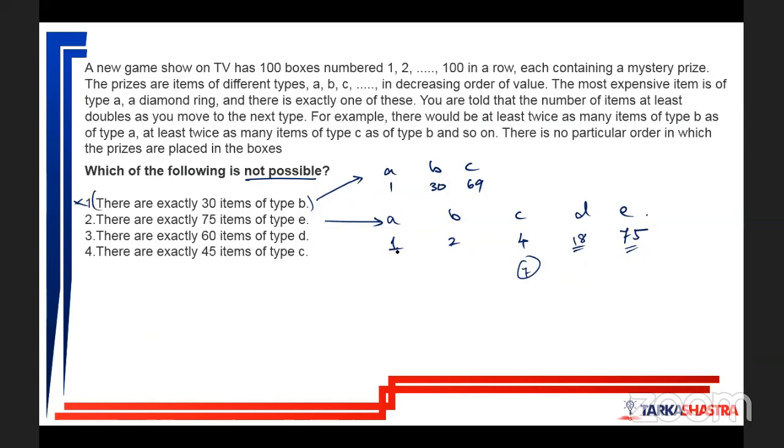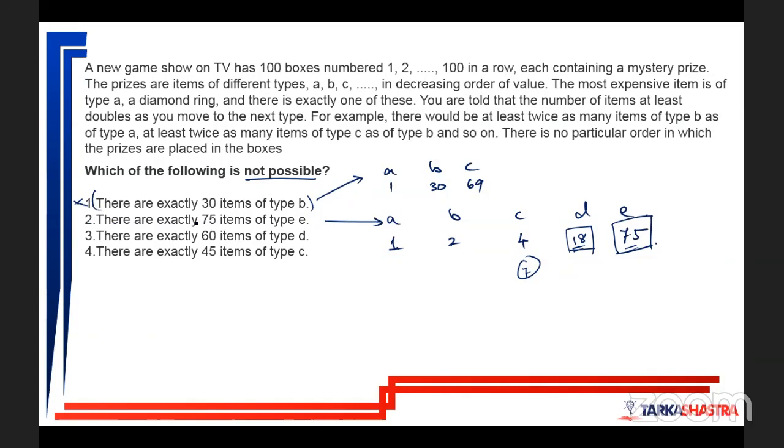Okay, all the conditions are satisfied. A's double is 2, 2's double is 4, 4's double is 8, but we have 18, right? So D must have at least twice of C. D must have at least twice of C, but D has more than twice of C. That is okay with us. And E is also having more than twice of D, so that is also satisfied.